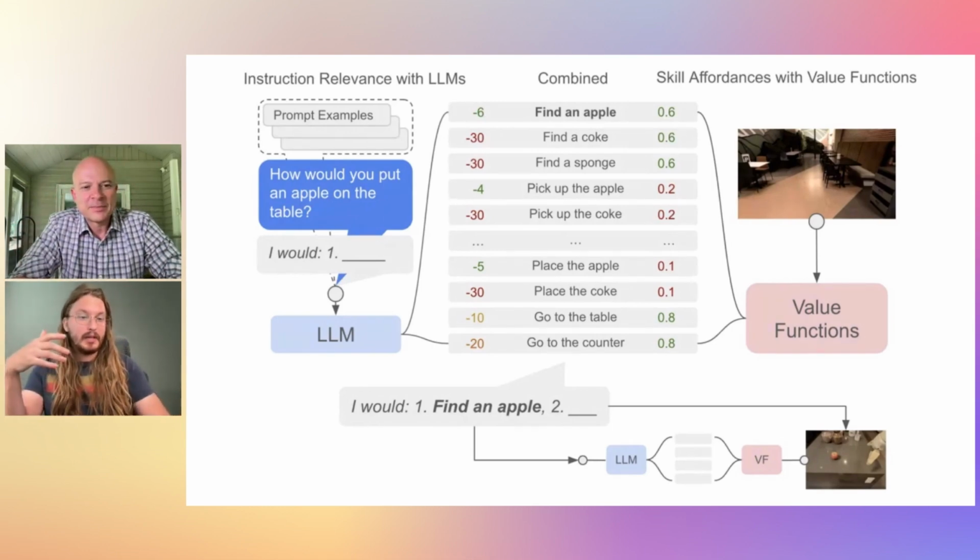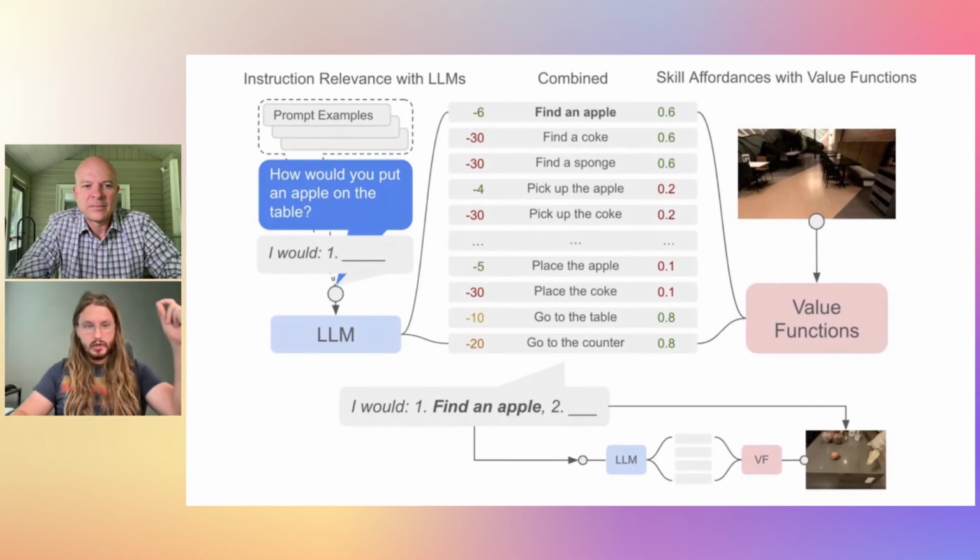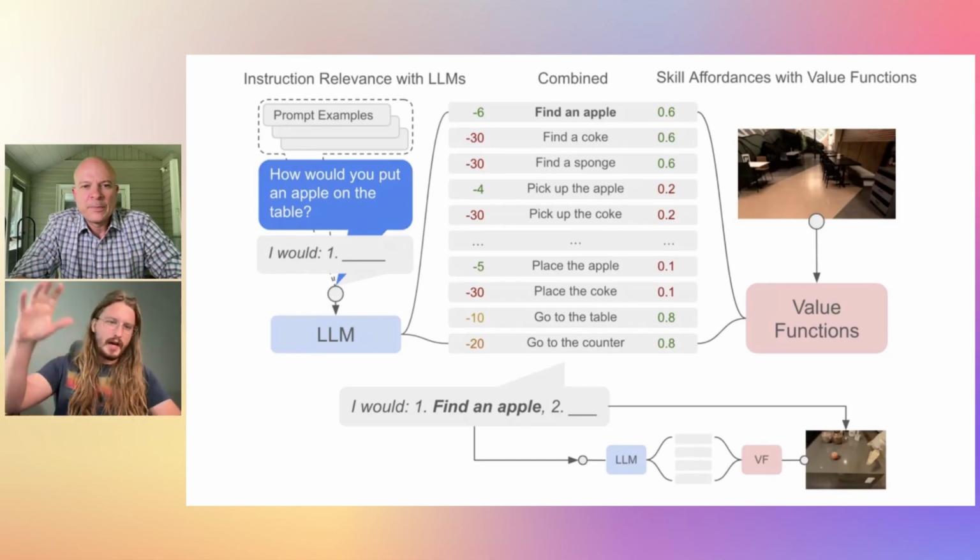So something might be linguistically plausible. Something might make sense from a linguistic perspective, but it might not be plausible in the real world. This architecture in particular aligned what a language model says should happen with what is possible in the real world, to align those together. And this is a fairly complex architecture.